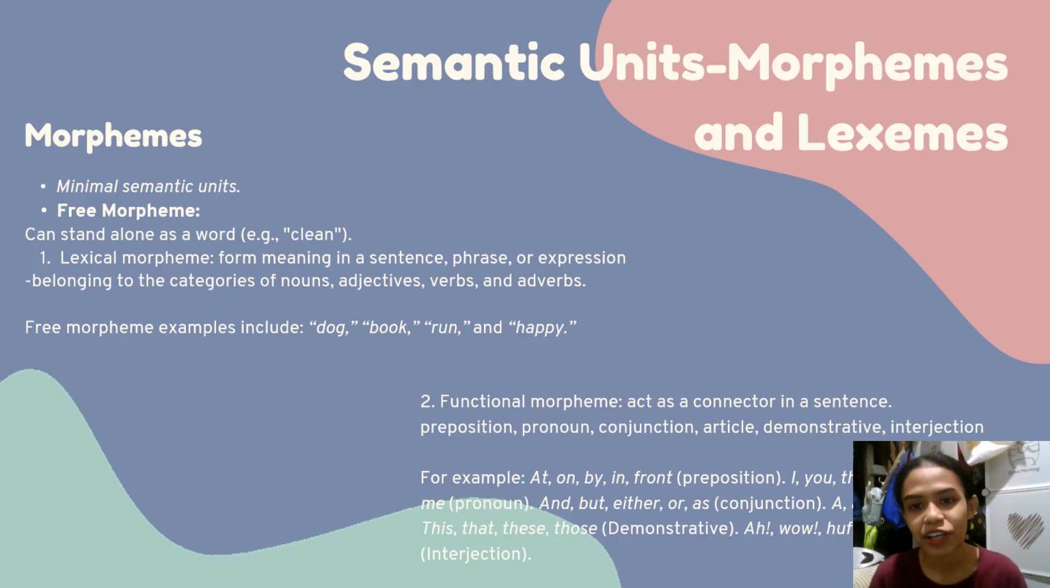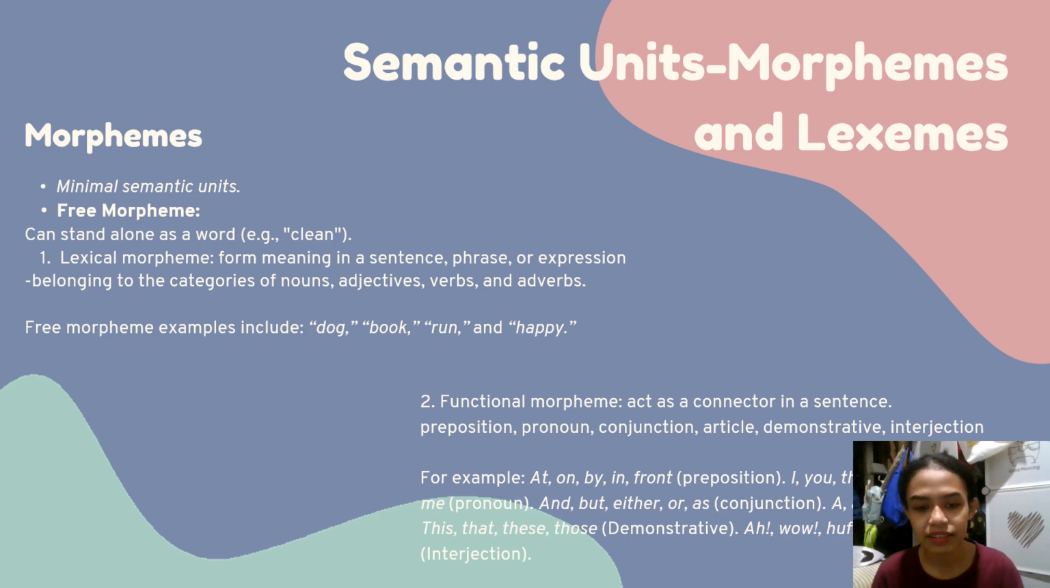Next, semantic units, morphemes and lexemes. A morpheme is the minimal semantic unit. Morphemes are divided into two kinds. The first is the free morpheme. A free morpheme can stand alone as a word, for example, clean. Free morphemes are divided into two kinds. The first is the lexical morpheme, which carries meaning in a sentence, phrase, or expression and belongs to the categories of nouns, adjectives, verbs, and adverbs. For example, free morphemes include dog, book, run, and happy.